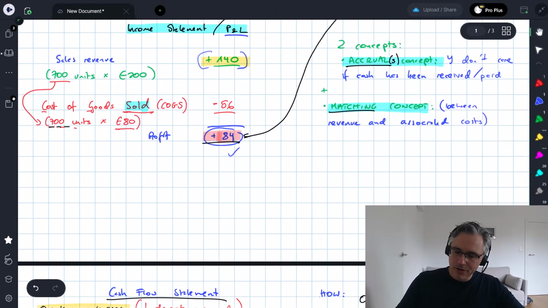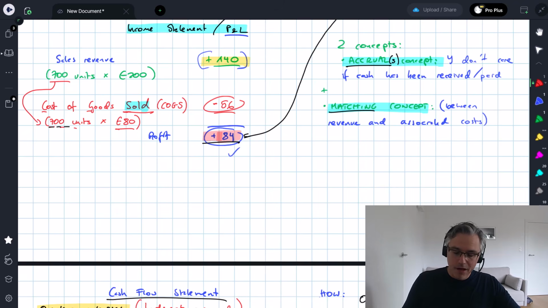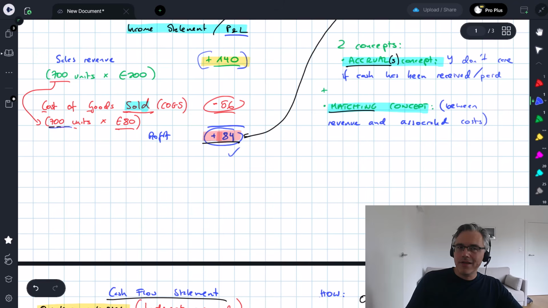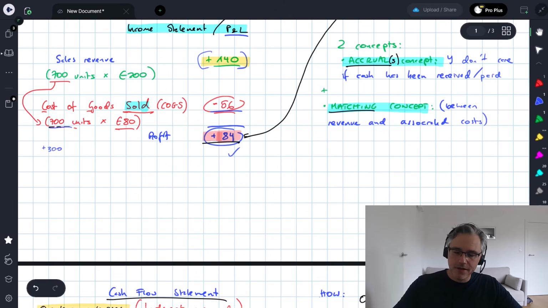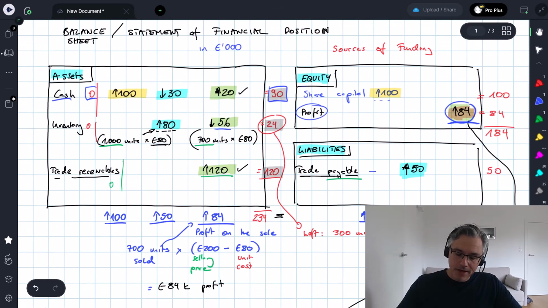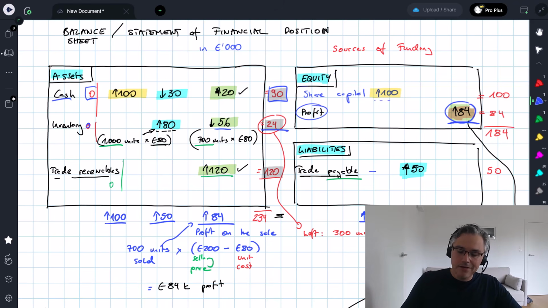Now let's focus on the cost of goods sold, which was the second component of the computation of profit in the income statement. We only show here the cost associated with buying 700 units, whereas in fact we bought a total of 1,000. So 56 isn't really a true reflection of everything that we bought. There were 300 additional units bought, which are not included in this figure of 56, but they show up in the balance sheet under inventory, because we started with inventory of 0, and we end the period with inventory worth 24k.